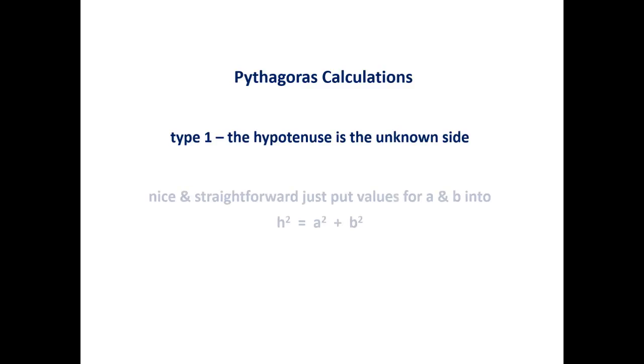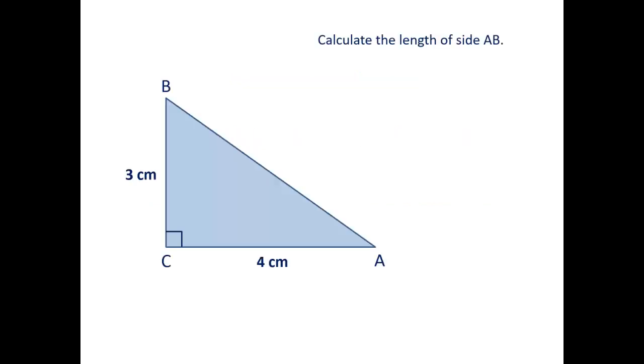So let's have a look at a question. Now I'm going to call this a type 1 question, where the hypotenuse is the side we don't know. And these are nice and straightforward. We're going to use that formula, h squared equals a squared plus b squared, and we're just going to put a number in for a and a number in for b. Let's have a look then.